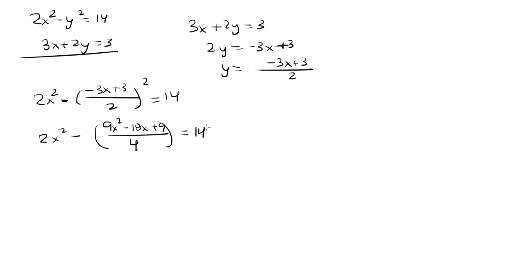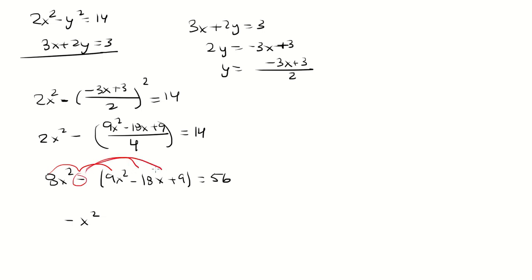We want to get rid of the 4, so we're going to multiply both sides by 4. We get 8x squared minus parentheses 9x squared minus 18x plus 9 equals 56. So 14 times 4 is 56. And now I'm going to do 8x squared minus 9x squared, which is negative x squared. And then distributing the negative to both the negative 18x and the 9, that turns into 18x minus 9 equals 56.